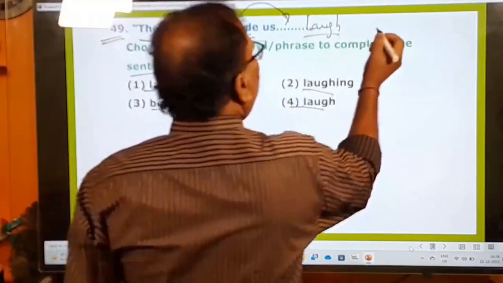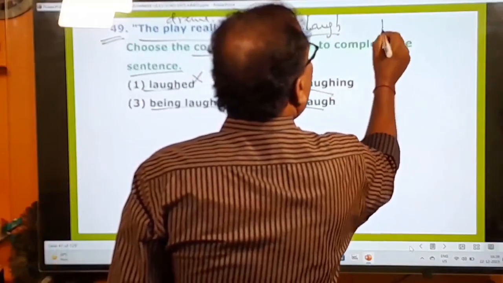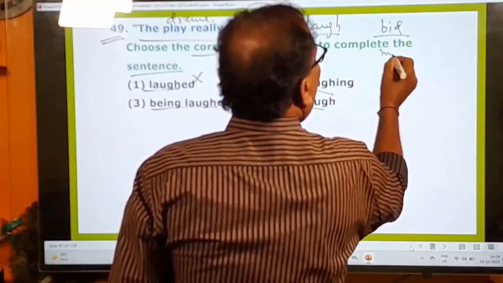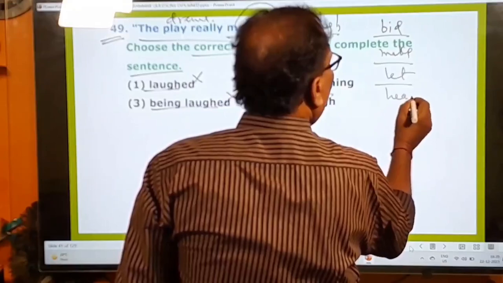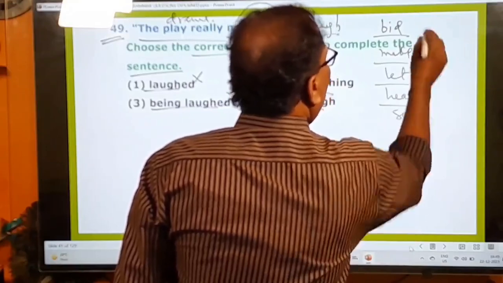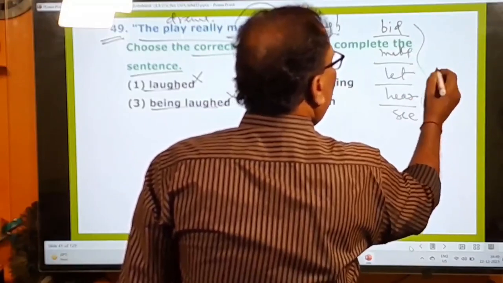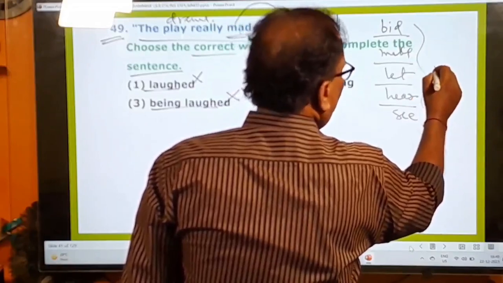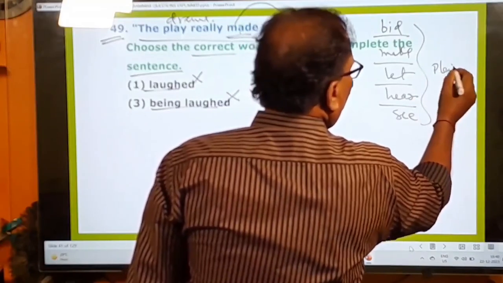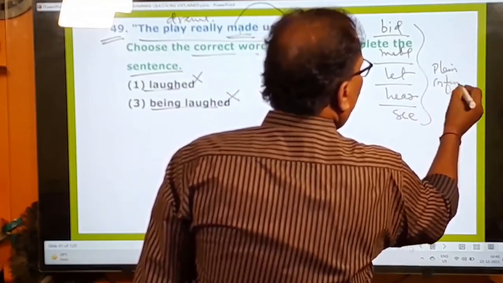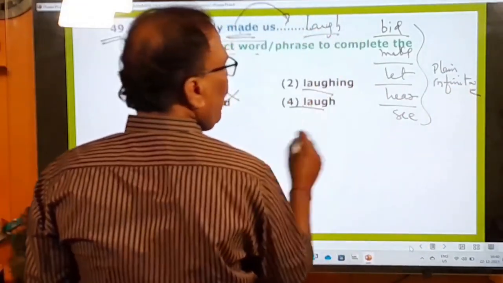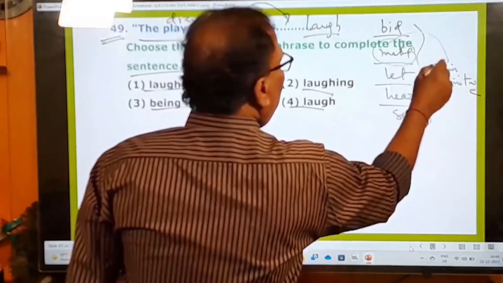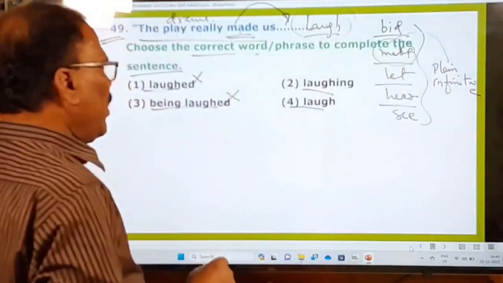After certain verbs like bid, make, let, hear, see, after these verbs we should use only the base form verb or plain infinitive, not the to infinitive. So made us laugh. After this, make means so that's why laugh is there. That is the rule here.